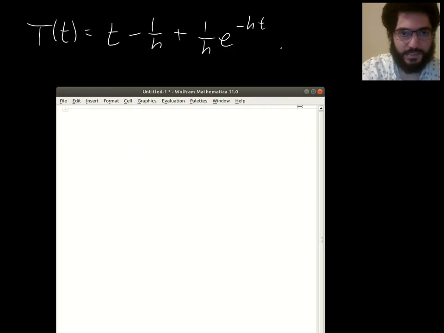All right, so let's plot it. What should be interesting actually is to plot two functions, the environment temperature and the object temperature, and see what they look like together. So I've got the environment temperature is just t, and the object temperature is t minus 1 over h plus 1 over h e to the minus ht.